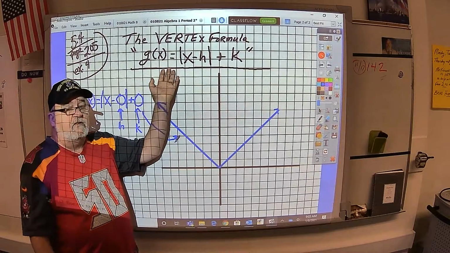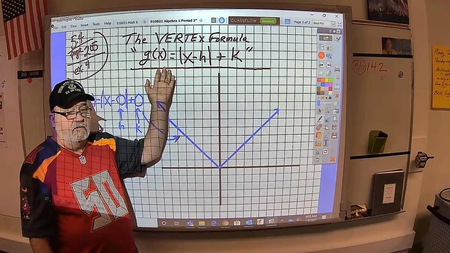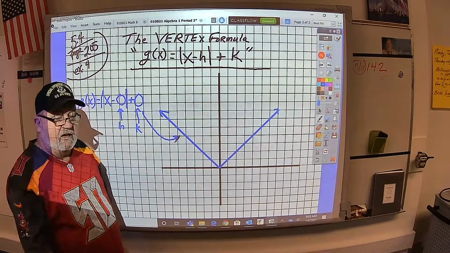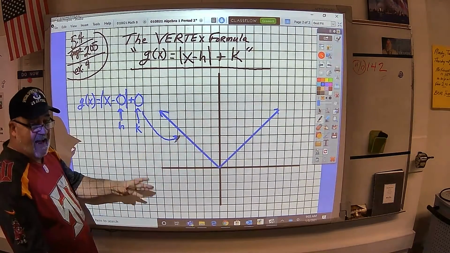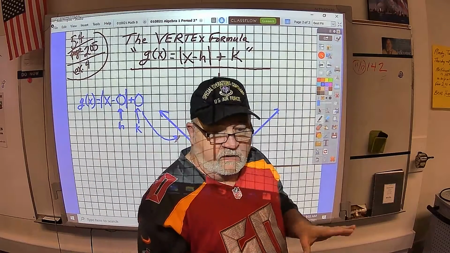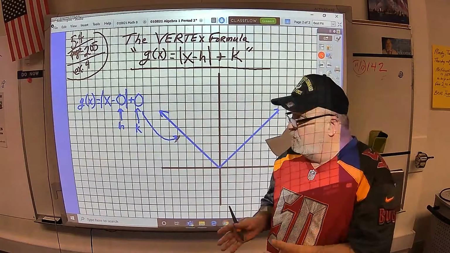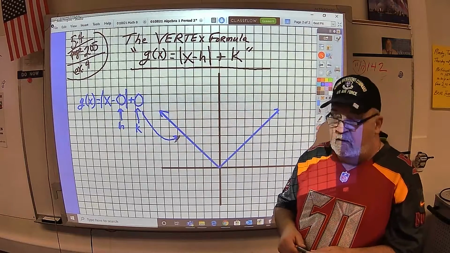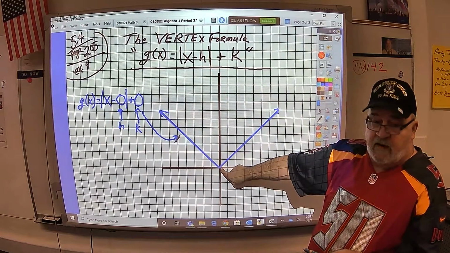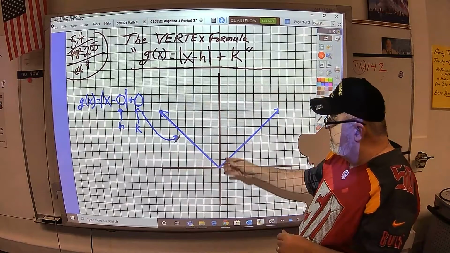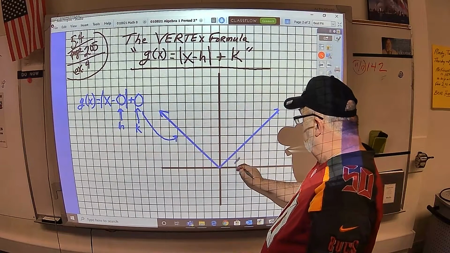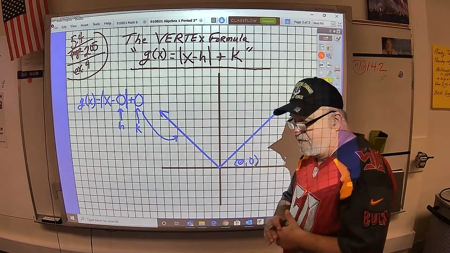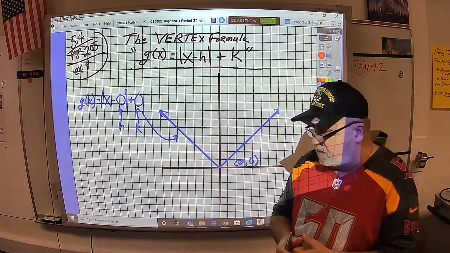You are going to use this formula in the future. I can't imagine you not seeing this for the next 2 years. The entire mathematical world on graphing is using the g sub x model for the vertex formula. This is the vertex. The vertex of this shape is 0, 0. That's the extreme on this particular model.